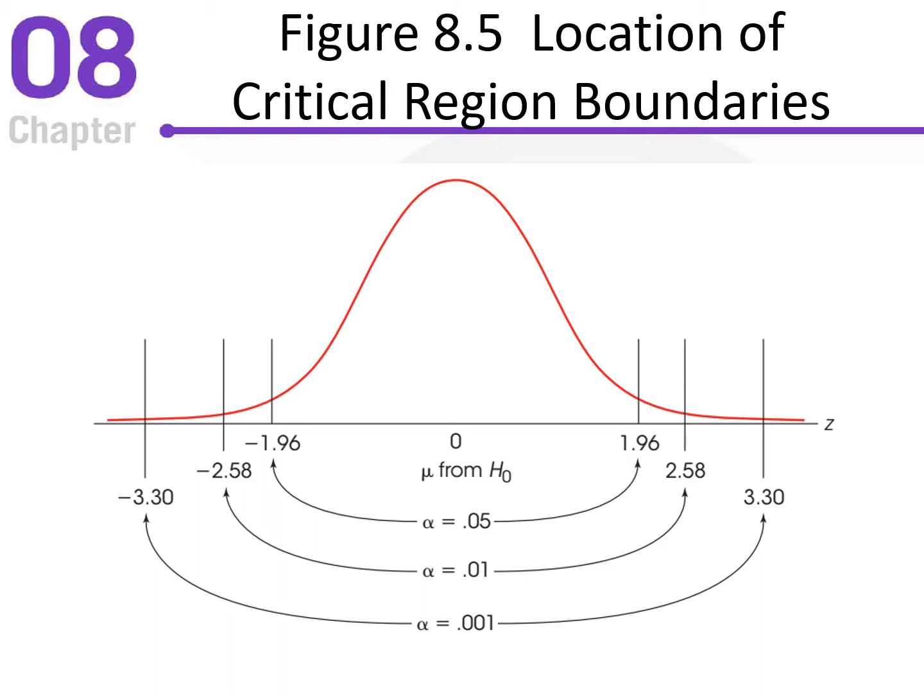And if I make alpha ridiculously small, if I make alpha 0.001, then I've inflated Z to 3.30. So now it's almost impossible to reject the null hypothesis. That's why we want to go to 1.96, which is 0.05 for alpha.